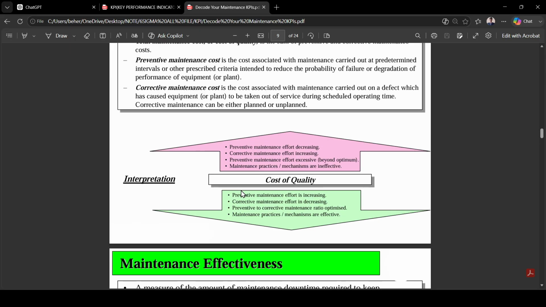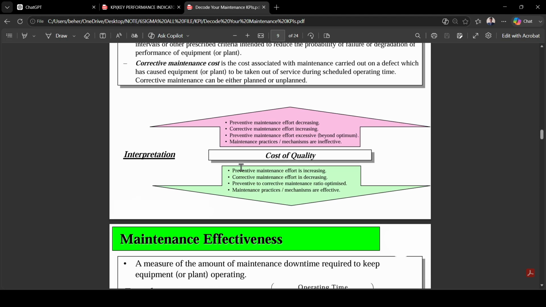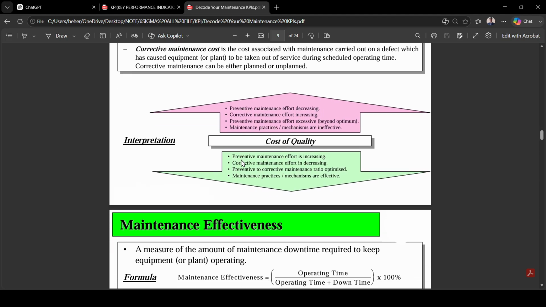Preventive maintenance: increasing corrective maintenance means increasing cost over budget. See that image, you can understand.